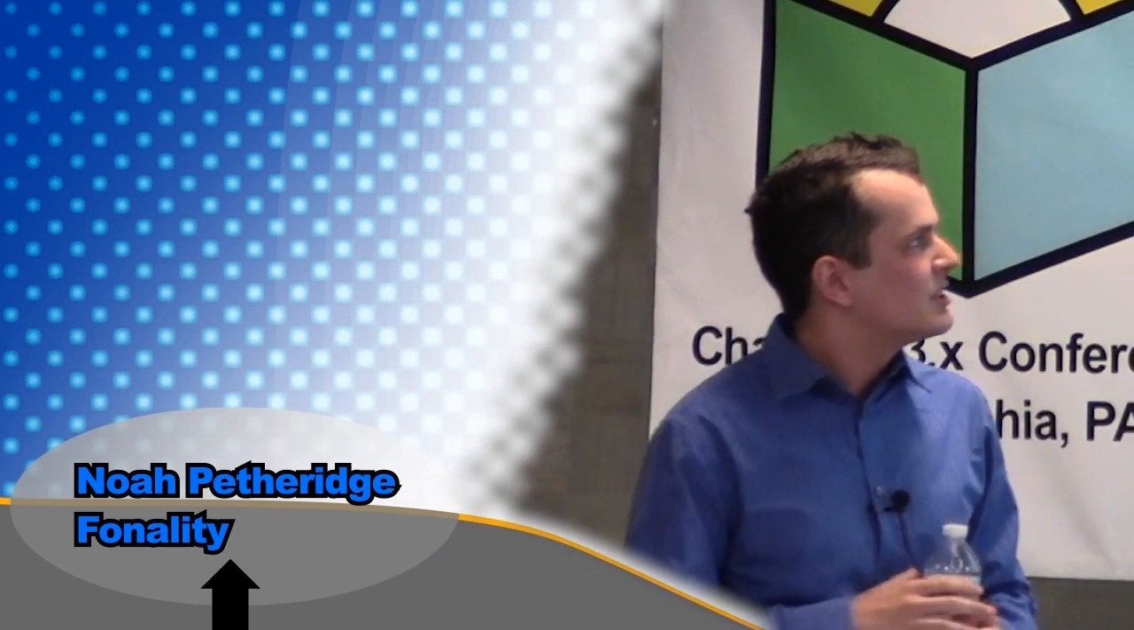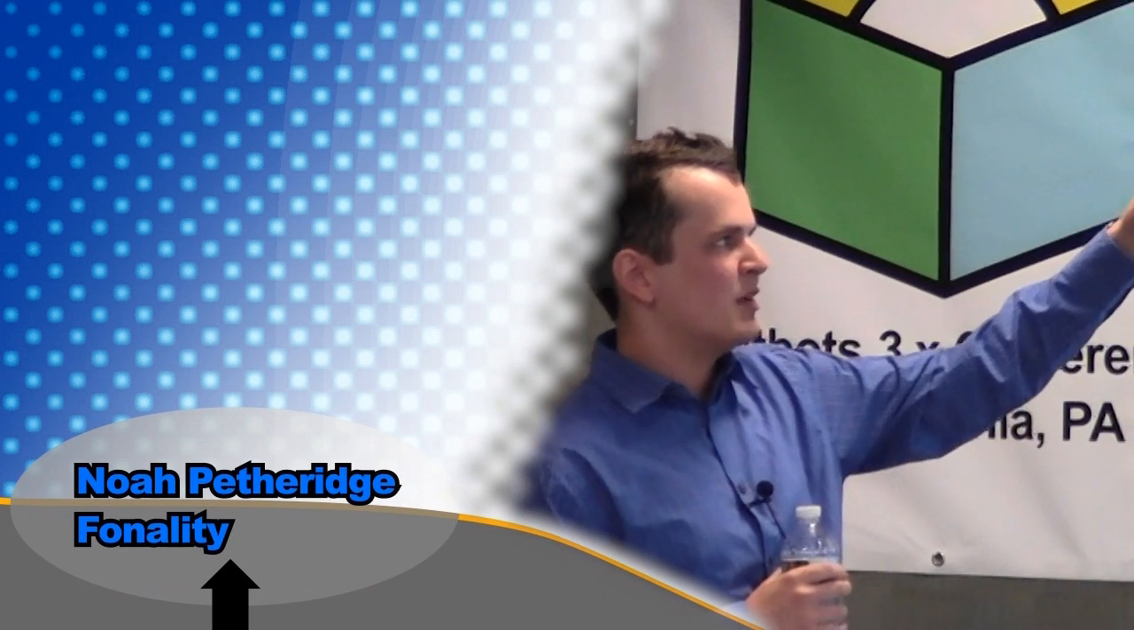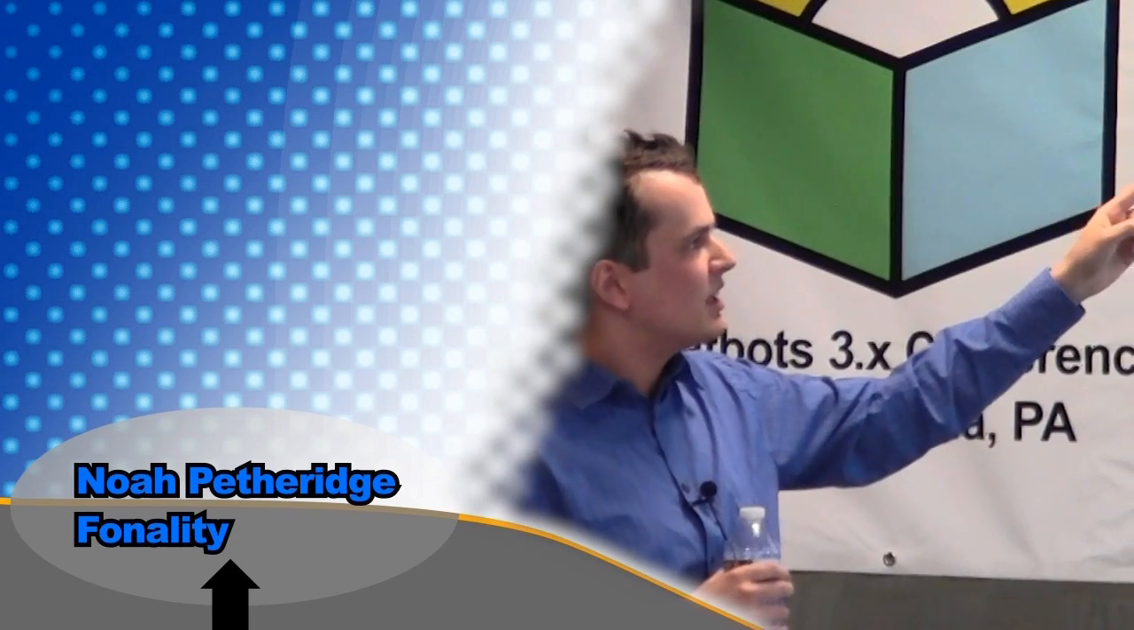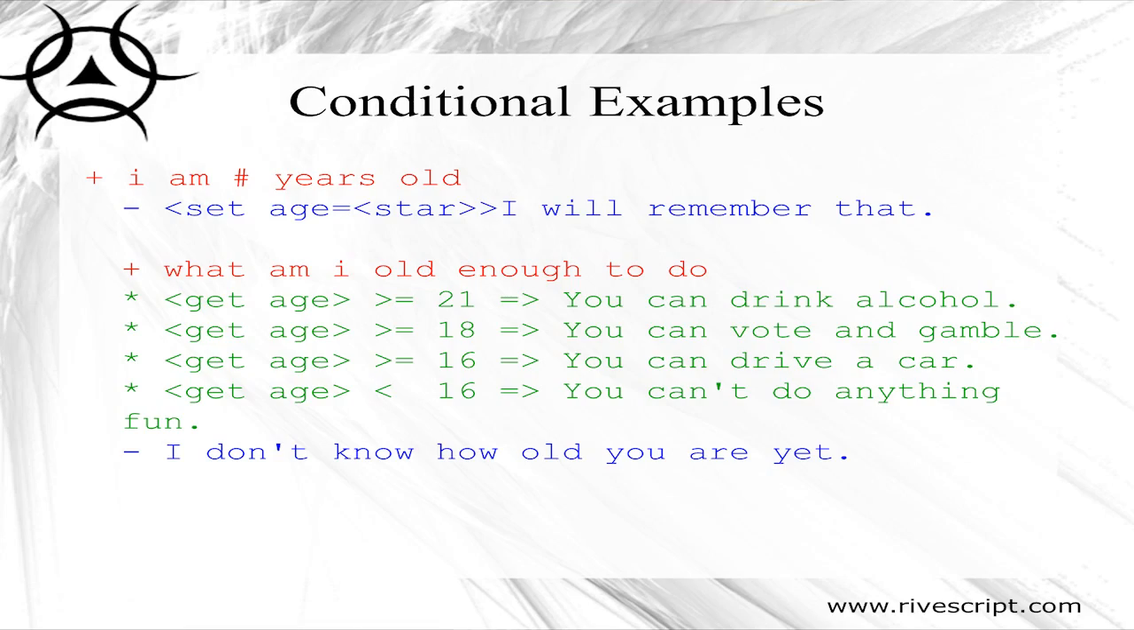Some conditional examples. First up here, you can say "I'm <number> years old," and the bot will store that in the age variable. And then you can ask the bot, "What am I old enough to do?" Conditions are checked in order from the top to the bottom. If none of the conditions come out true, then the normal replies are given.